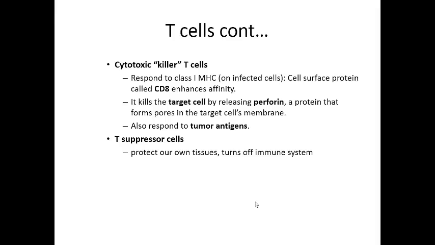When the antigen has been presented to the cytotoxic T cell, the cytotoxic T cell kills the target cell by releasing a protein called perforin. Perforin forms a pore, a hole on the target cell membrane that's going to cause the target cell to lyse, to burst. Cytotoxic T cells also respond to cancer cells within the body. They also respond to tumor antigens.